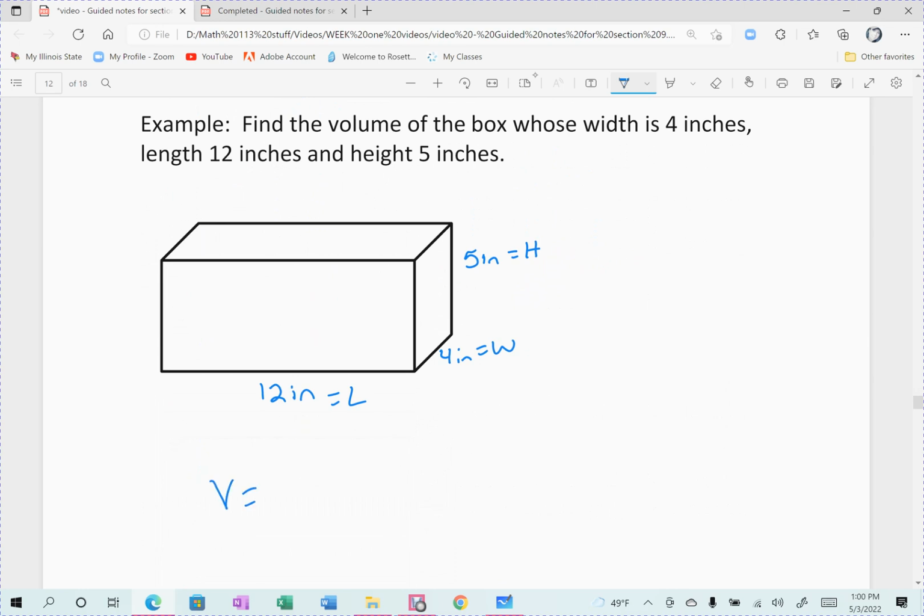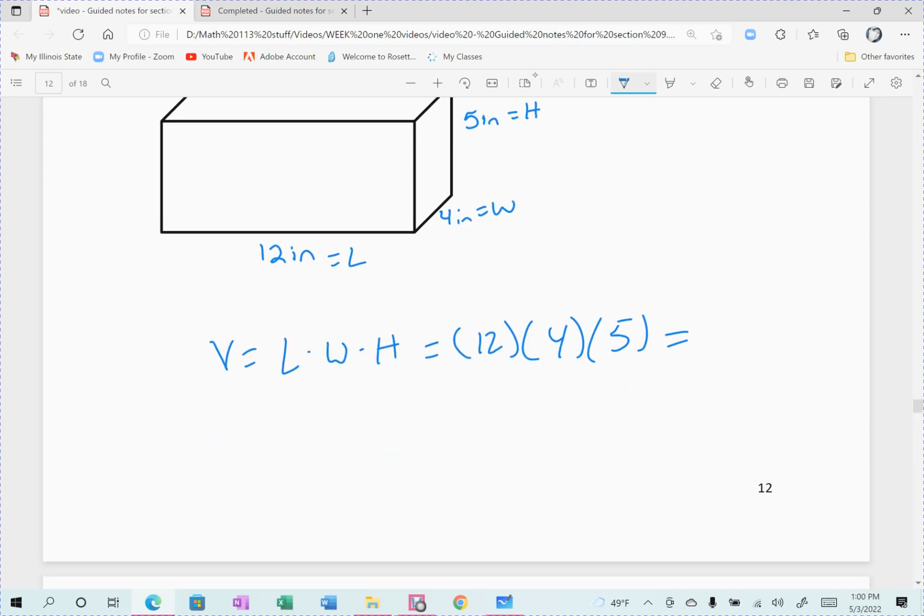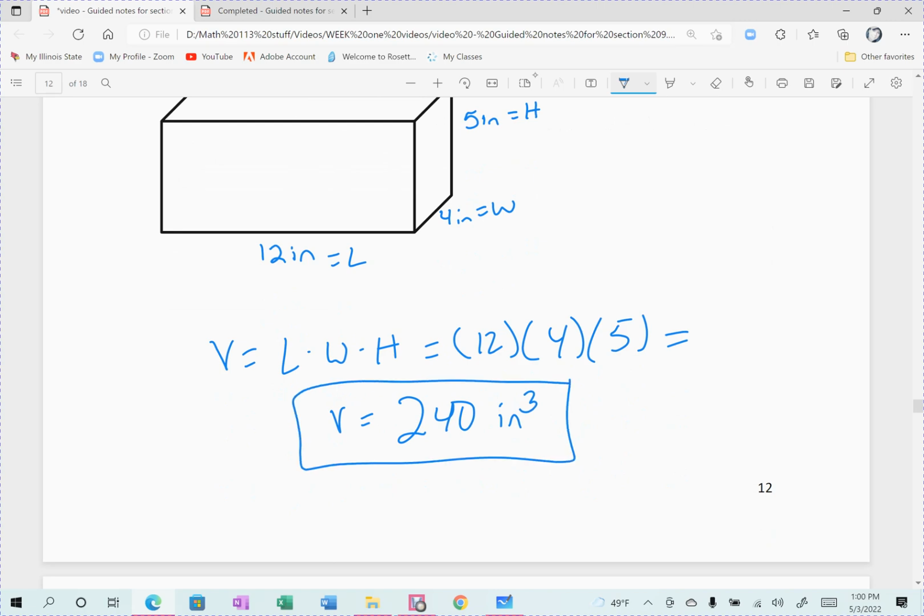Well, volume is length times width times height. So it would be our 12 inches times our 4 inches times our 5 inches. When you multiply 12 times 4 times 5, remember it's inches times inches times inches, so we're going to get cubic inches. The volume comes out to be 240 cubic inches. That's how much space that box would take up.